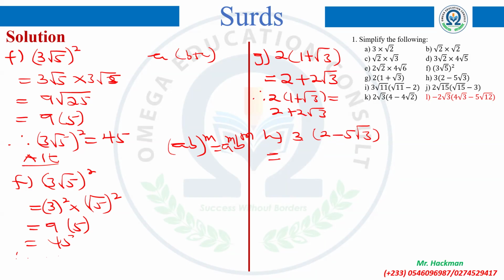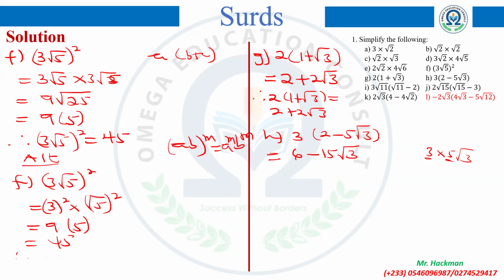How? You are going to distribute, so it will be 3 times 2. Are you listening? Yes, please. So you do 3 times 2, which is 6. Then you come and do minus 3 times 5 root of 3. The 3 will multiply the coefficient, because this is not a radical, they cannot multiply the radical. They can only multiply the non-radical. So you get 3 times 5, which will give you 15. Then root of what? 3. Is that clear? Yes, please. So this is what you are supposed to get.